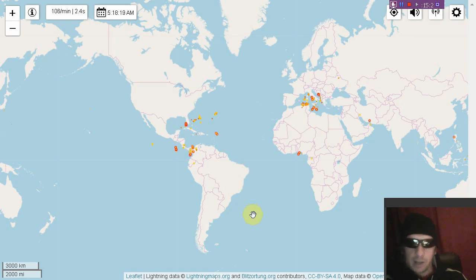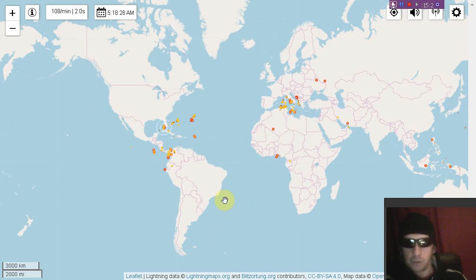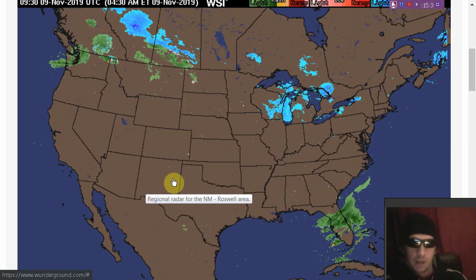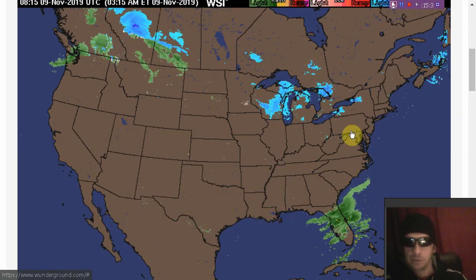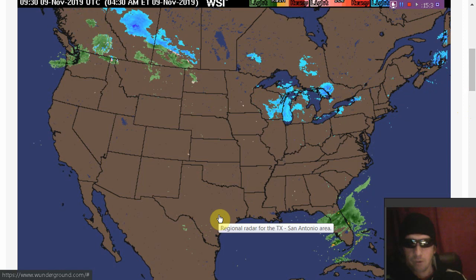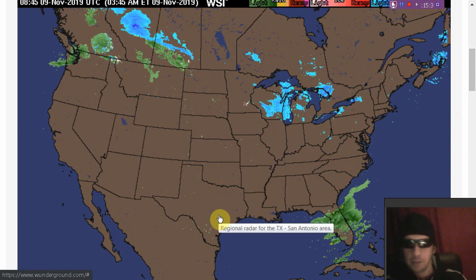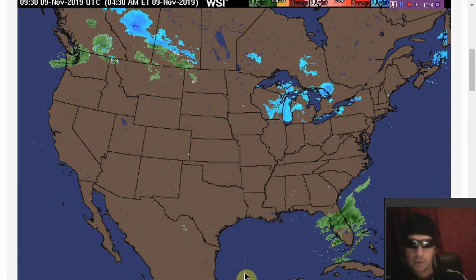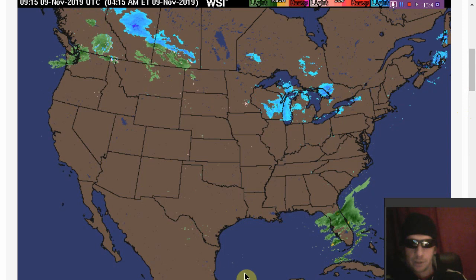Here's a lightning map, courtesy lightningmaps.org. That's where the lightning's striking around the planet. Looks like some new storms kicking off in the eastern bloc. Here's a U.S. Doppler radar as it continues to snow in the north central U.S., Wisconsin and Michigan. Looks like some lake effect snow.